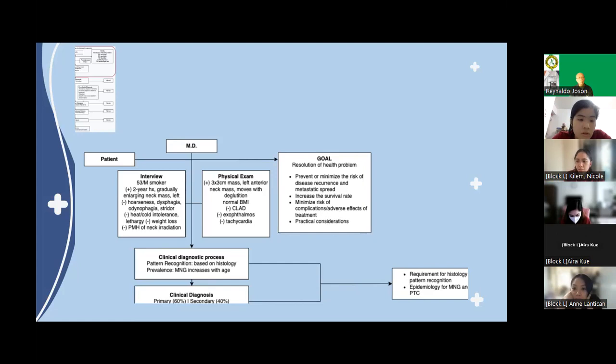We want to resolve the health problem. So we want to prevent and minimize the risk of disease recurrence, increase the survival rate, minimize risk of complications, and have practical considerations for this patient. From the start, this must already be established. And then from there, we come up with a clinical diagnostic process based on pattern recognition and prevalence, previously discussed by Anne. So this is how we come up with a clinical diagnosis.